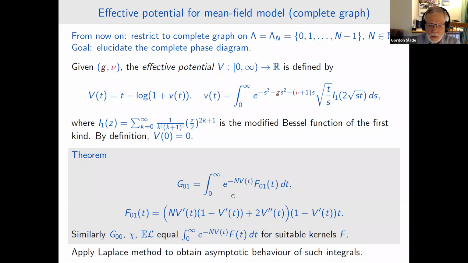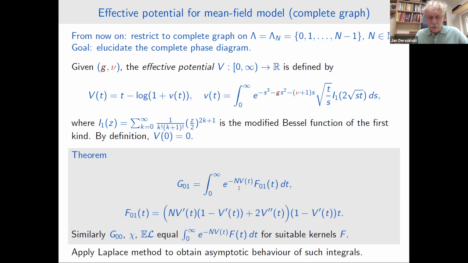Once you know this, you can then apply the Laplace method for the evaluation of the asymptotic behavior of an integral with a large parameter in the exponent like that, in order to determine what the asymptotic behavior is of the observables, and to understand how that is affected by the value of g and nu, which is what we're trying to do here.